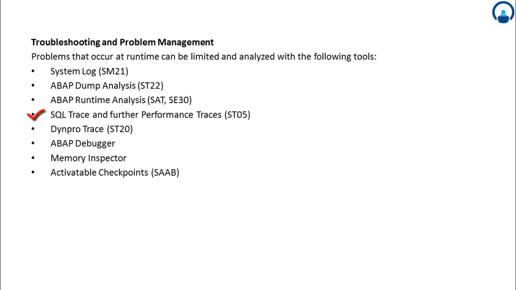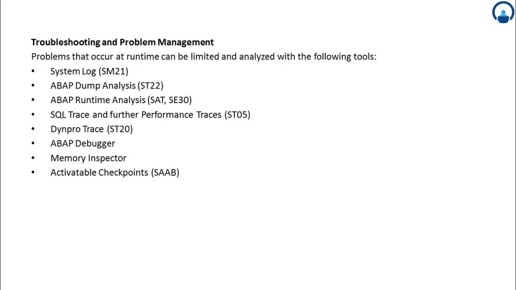Then for SQL trace and further performance trace, we use transaction code ST05. Then for the Winpro trace, we use transaction code ST20. Then we have the ABAP debugger, the memory inspector, and the activatable checkpoints tool, where we use the transaction code SAAB. So these are the different tools and transactions related to troubleshooting and problem management. Under testing and analysis, we would be covering all of this in detail.